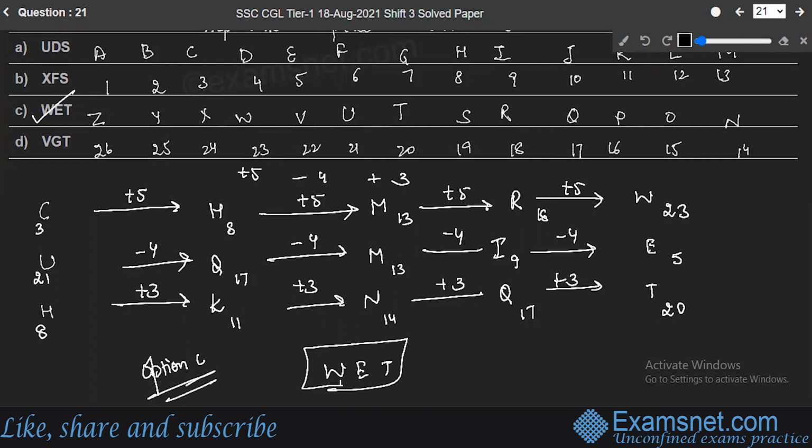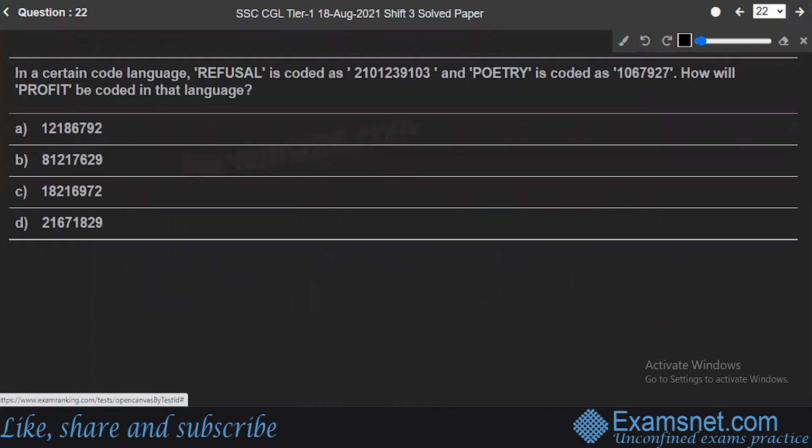Then let's move to the next question, number 22. In a certain language, refusal is coded as this and poetry is coded as this. How will prophet be coded in the same language? See, again, you'll be making use of the alphabetical place value table that we just discussed. Right? Let's write down.